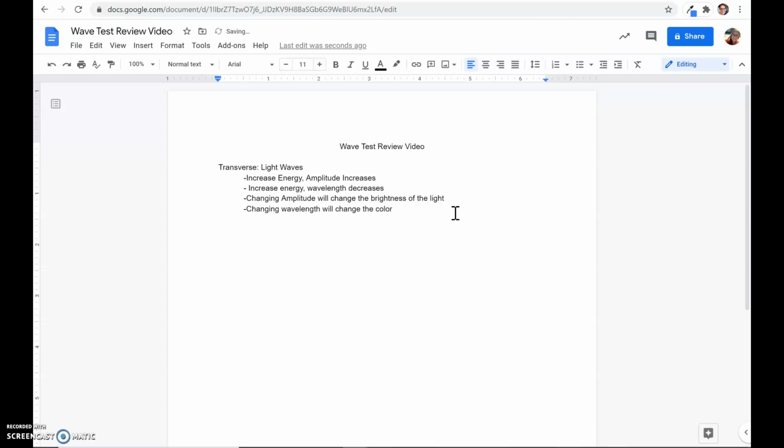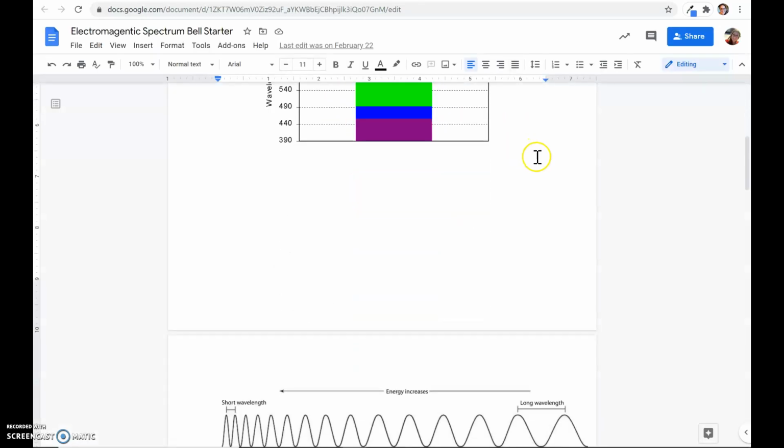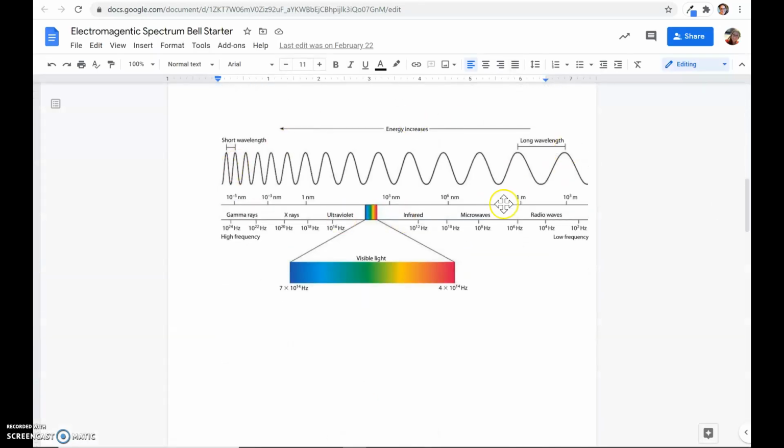Then changing wavelength will change the color of light, or the type of light wave. So what do I mean by that? Well, let's look at this picture. So remember when we talked about the electromagnetic spectrum? We got radio waves on it, microwaves, infrared, visible light, ultraviolet, X-rays, and gamma rays.